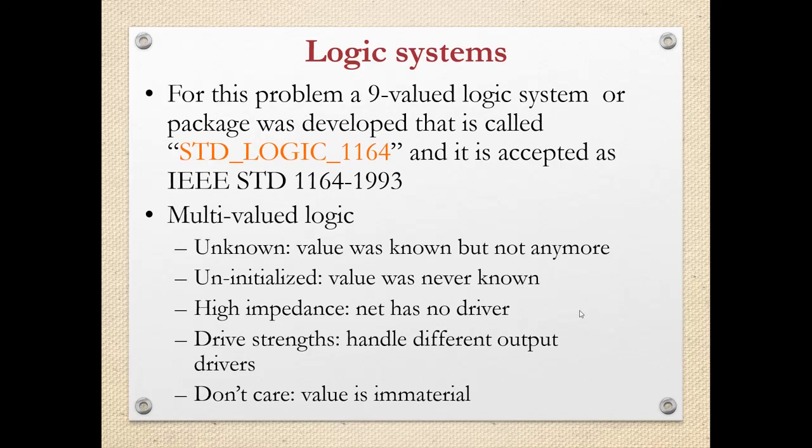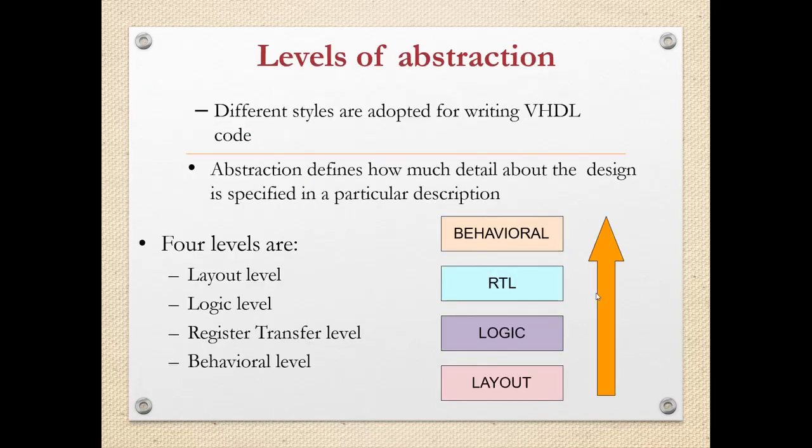So we have unknown as one of the logic states, that is, value was known but not anymore. Uninitialized, that is, value was never known. High impedance, net has no driver. Then the driver strengths, to handle different output drivers, and don't care, that is, value is immaterial. So along with our logic high, logic low and high impedance, these other values are also possible to analyze. That's why it is a multi-valued logic, and there are such 9 values.